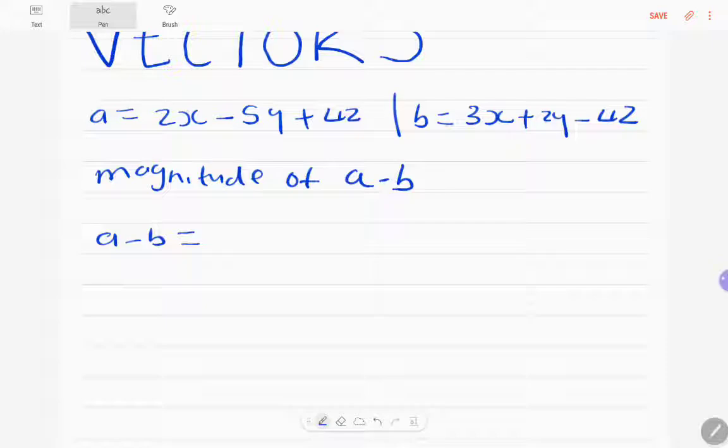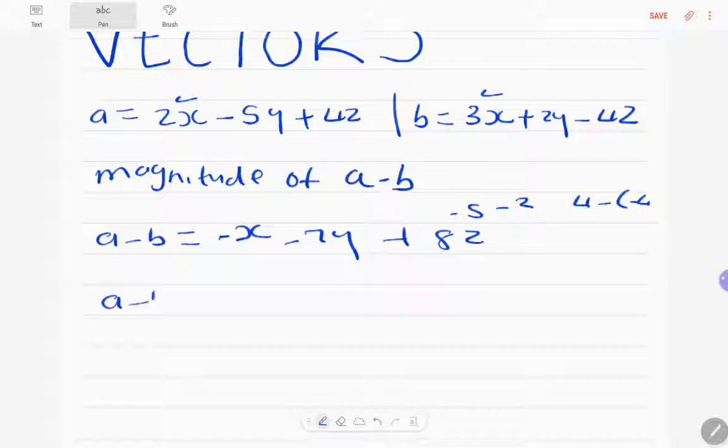Then we subtract according to the coefficients: x with x, y with y, z with z. What is 2 minus 3? It is minus 1, minus 1x. What is minus 5 minus 2? It is minus 7y. What is 4 minus minus 4? It is a positive 8, 8z.